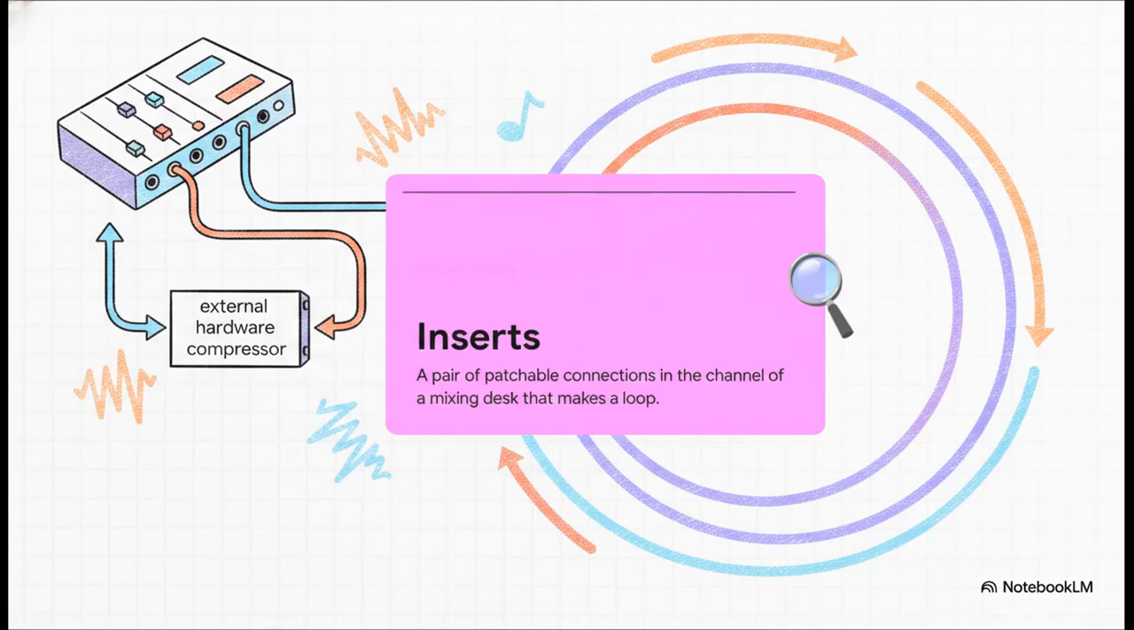And that brings us to the insert. Let's say you want to take our audio signal, send it completely out of the mixing desk into a sweet piece of external hardware, like an expensive vintage compressor, and then bring it right back into the exact same channel. Well, you'd use an insert. It basically creates a seamless loop, featuring a send and a return, letting you process the audio midstream without losing its spot in the mix.